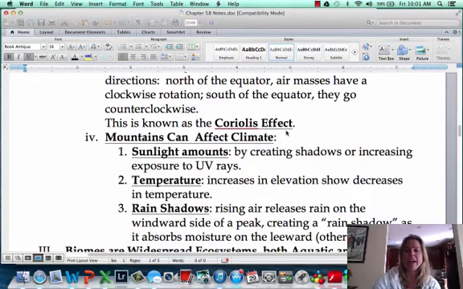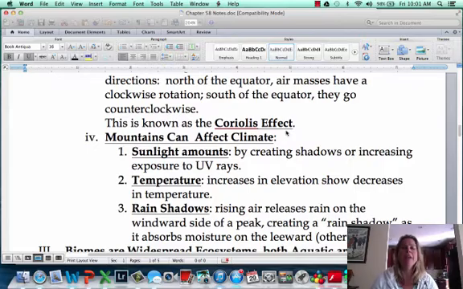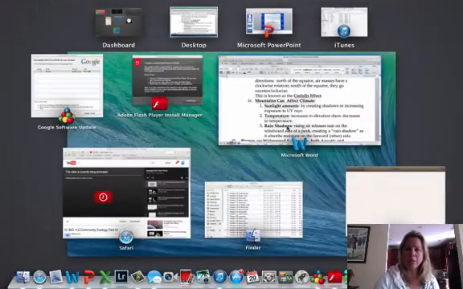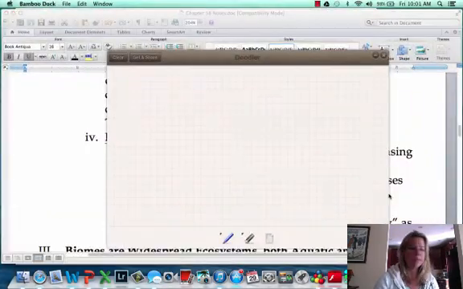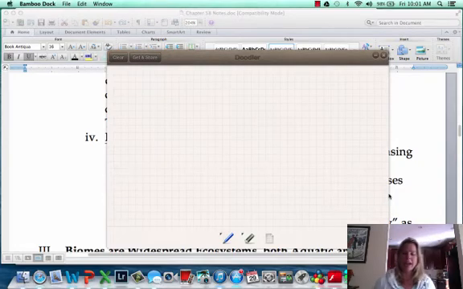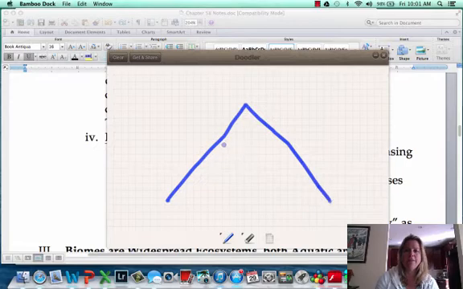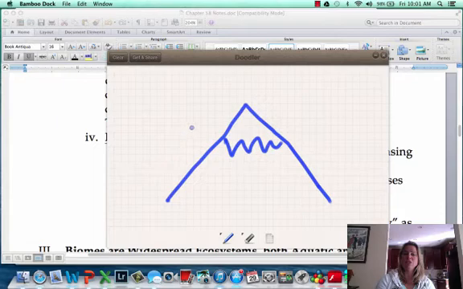Okay. So the other thing that can affect climate is going to be mountains, and obviously we have those here, right? So if I was to get my little drawing, let's say that we have some mountains. Obviously there are going to be some climate differences as you travel up the mountain. The one thing you want to remember, and I'm just going to be lazy and keep it blue, is that we have the sun, right? And what's going to happen is the further up the mountain we go, the closer to the sun we get.